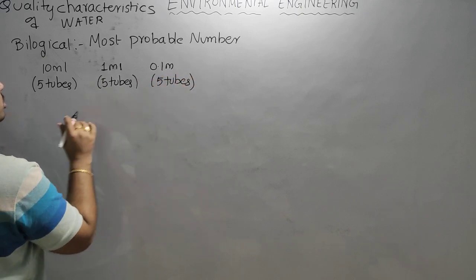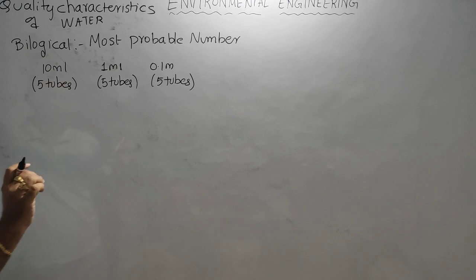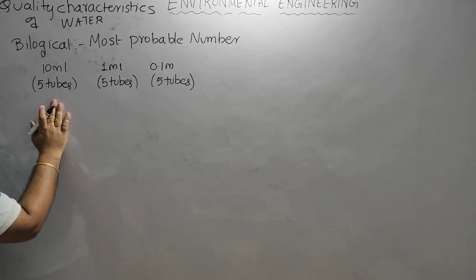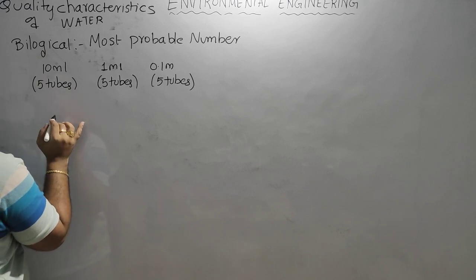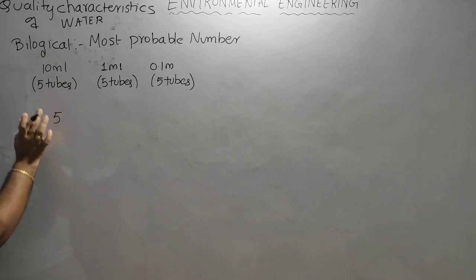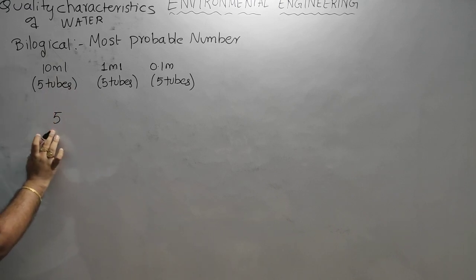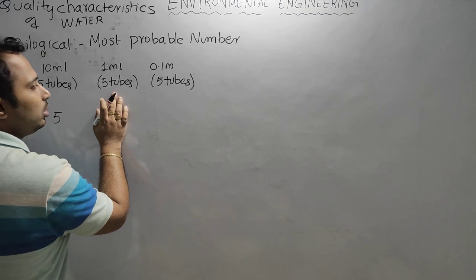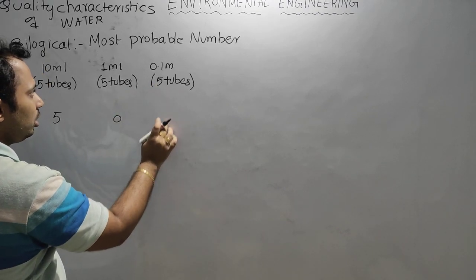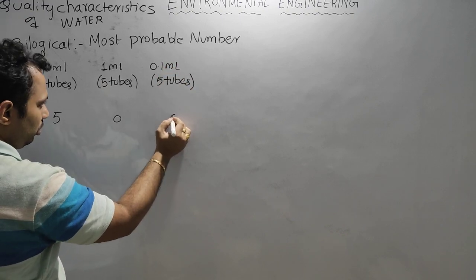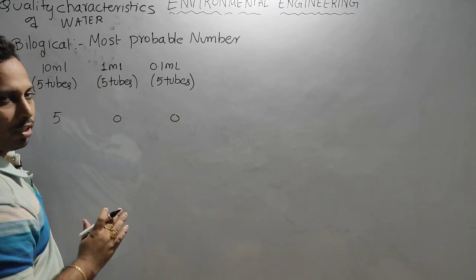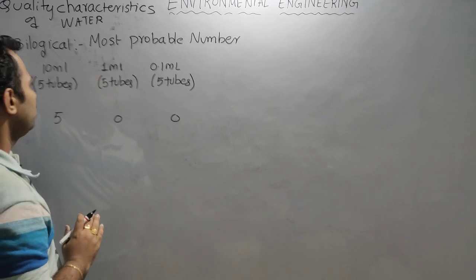In these 5 tubes for some water, 5 out of 5 have given a positive result. Then we record that number of positive results. But for 1 ml dilution, no positive result has come, 0. For 0.1 ml dilution, there is no positive result, it is 0. So 5, 0, 0 is one combination.